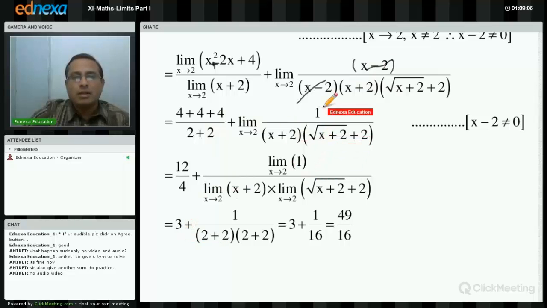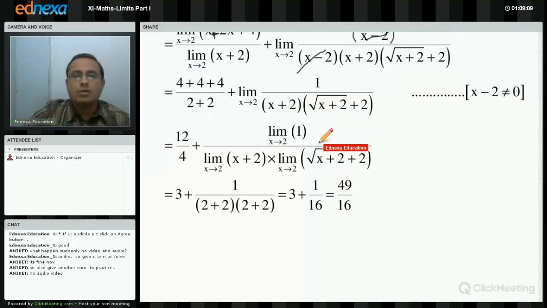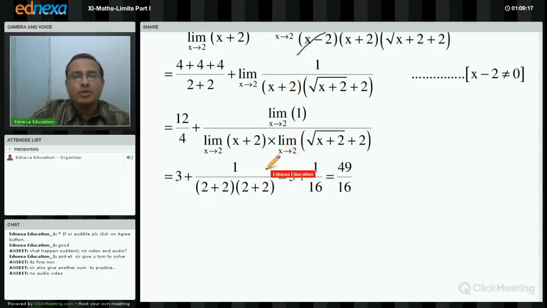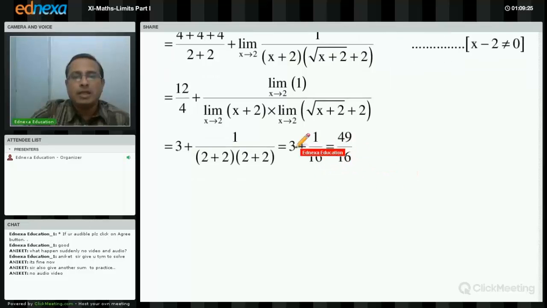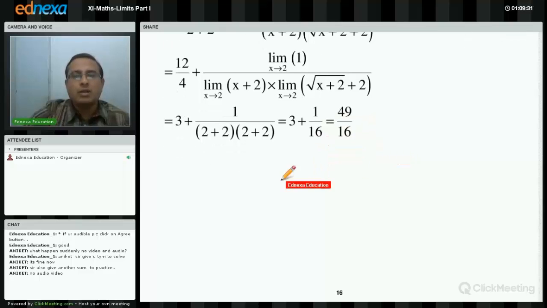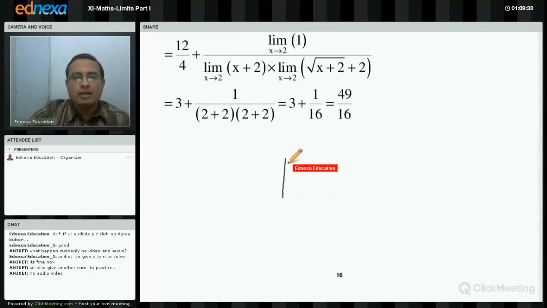What about this? What is limit of constant? That constant is only in the denominator. To take the limit means to replace every x by its limiting value, which in this case is 2. So you can see this is 3 plus 1 upon 4 into 4, that is 3 plus 1 upon 16. LCM is 16, so 48 plus 1, 49. So what is the final answer? 49 upon 16. As I say that, you should mention the final answer as L equals 49 divided by 16.